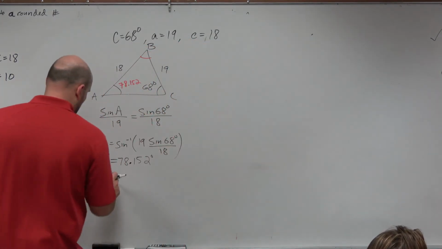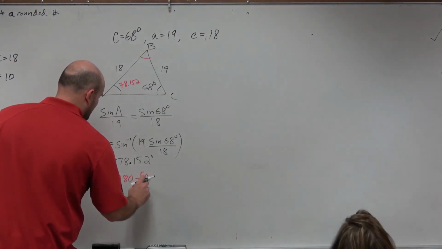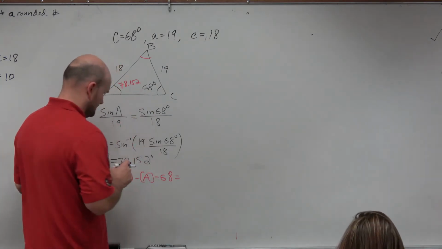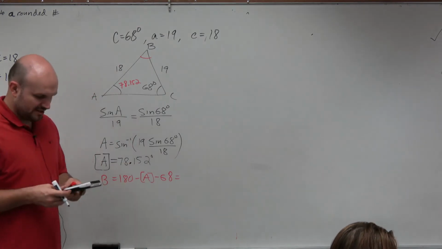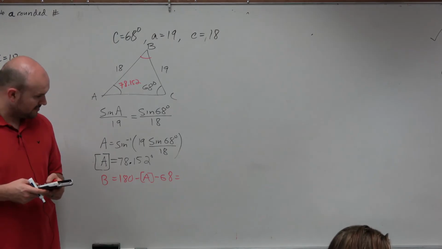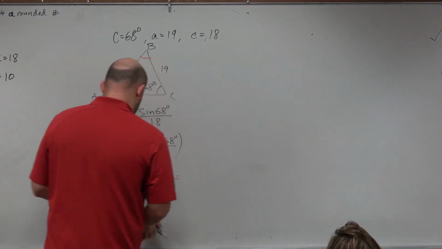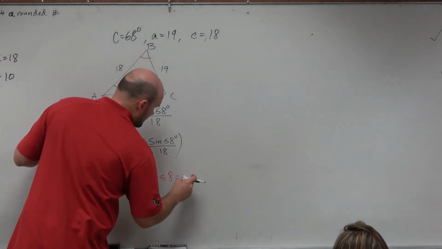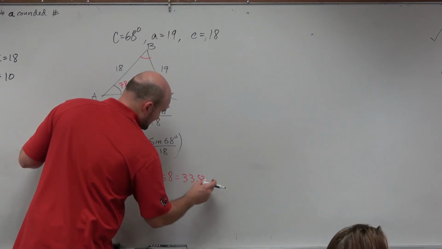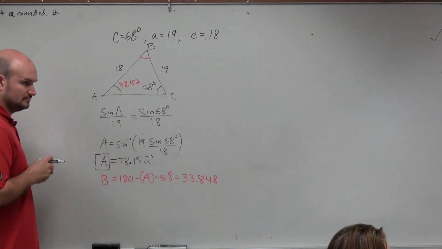So to find angle B, all I'm going to do is say 180 degrees minus my stored angle A minus 68. So that's why we like storing it, because we don't have to retype the problem again. So do 180 minus alpha A minus 68 degrees. And I get here 33.848. That means I stored it in my calculator.